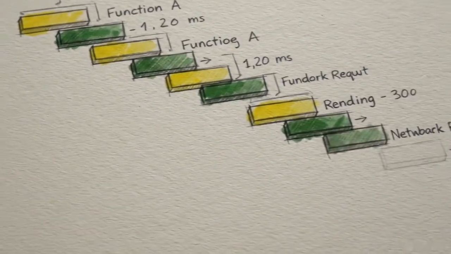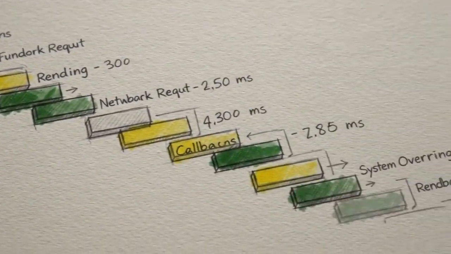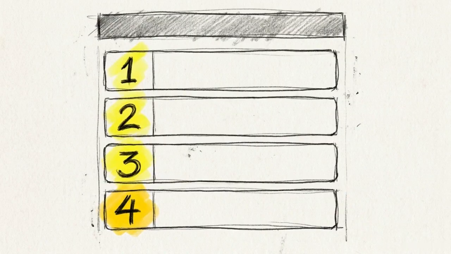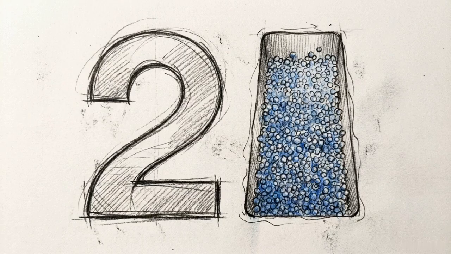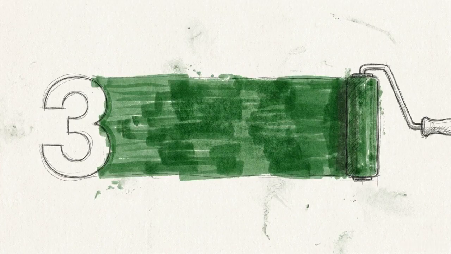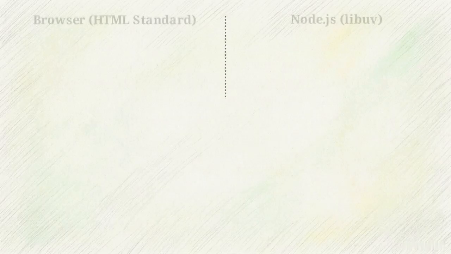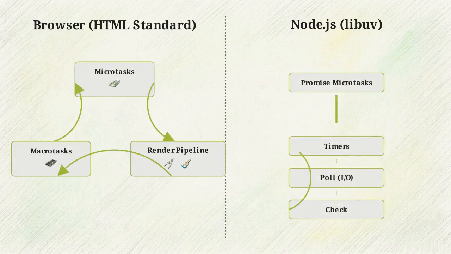Efficient client-side code is achieved by mapping your instructions directly to the runtime's internal traffic rules and priority lanes. The universal priority order dictates every operation. Execute the call stack to completion. Completely drain all microtasks. Execute the render pipeline. Then pull exactly one macrotask. Repeat. This side-by-side comparison displays the browser's HTML living standard next to the Node.js libuv architecture.